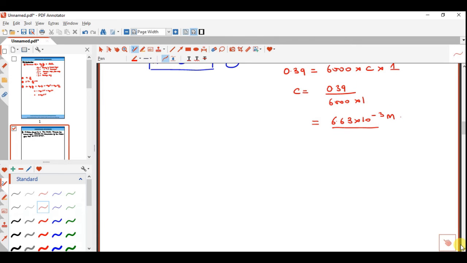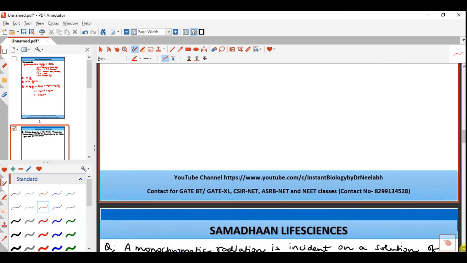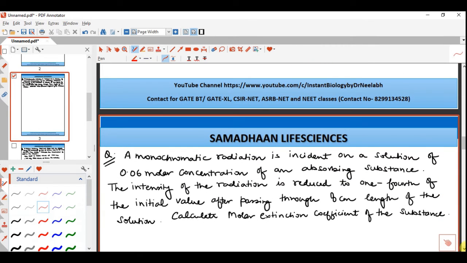So this was the first question that we have done. I'm sorry, I believe this should be going up, and 6.63 into 10 to the power minus 5 molar should be the answer, right? So sorry for the miscalculation. Okay, so this is the first question, how the first question can be done. I have a few more of them. Let us move on to the second one.